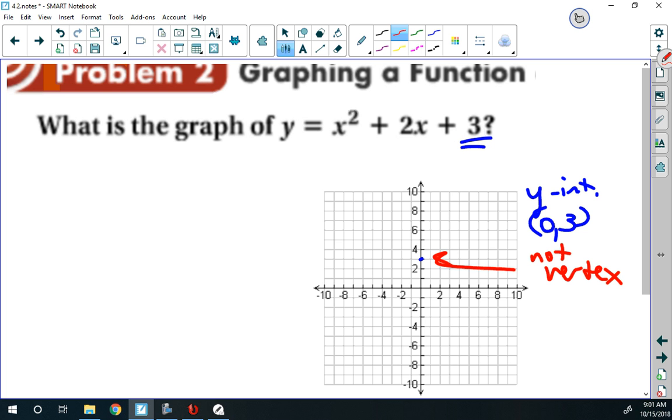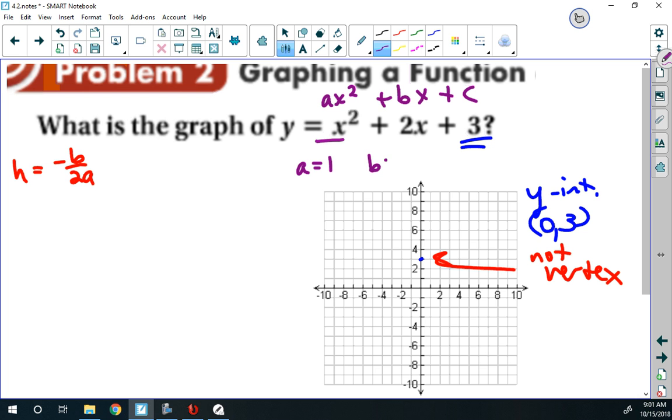That's not the vertex. I don't know what the vertex is, and I'm going to have to find it using these formulas. H is negative B over 2A. So if I look here, my A value, remember it's AX squared plus BX plus C. My A value, it's not real clear what it is. Or maybe it is clear to some of you. What is the A value? It's 1. The A value here is 1.